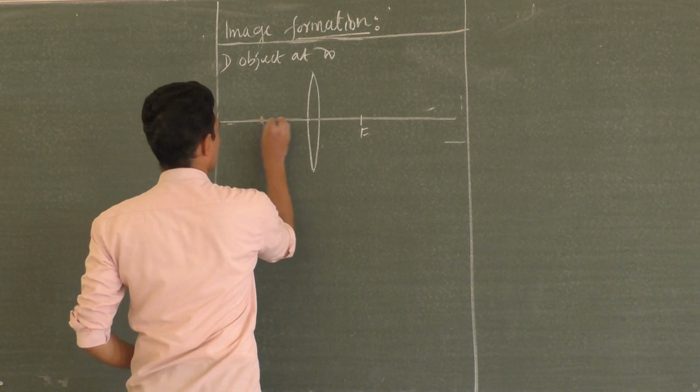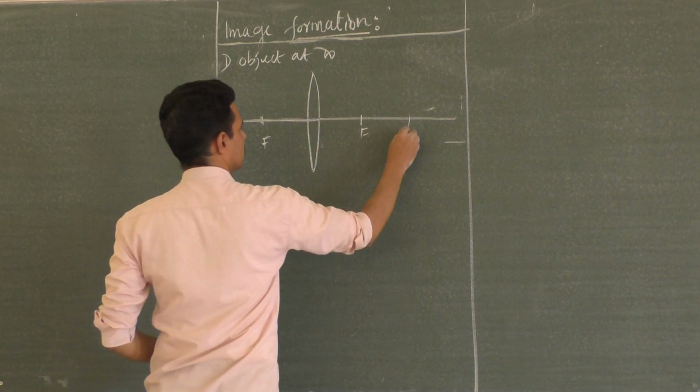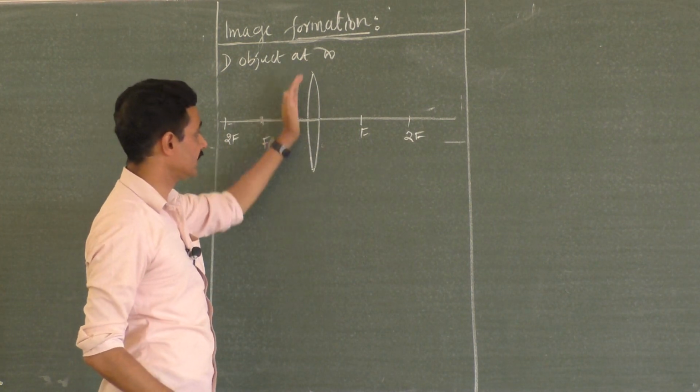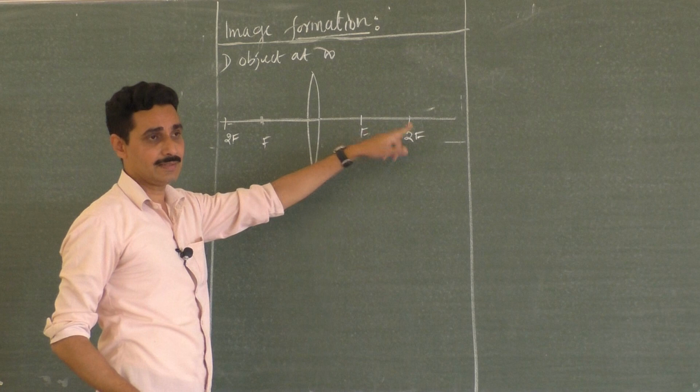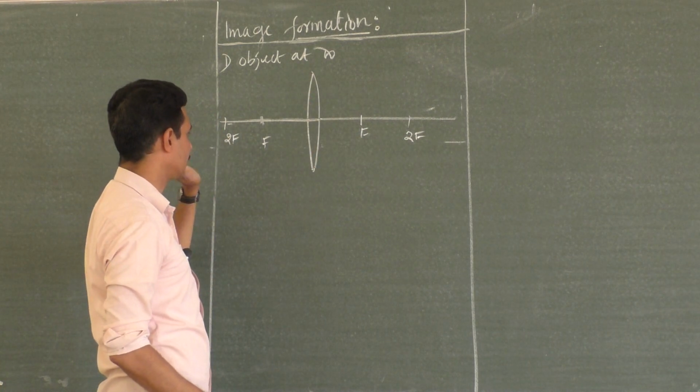So if you take it like this, and if this is 2f and this is 2f, double the focal length. There is nothing like a center. The center of this surface may not be at 2f. For a lens it is not possible. Similarly, the center of this surface is somewhere else, not at 2f.